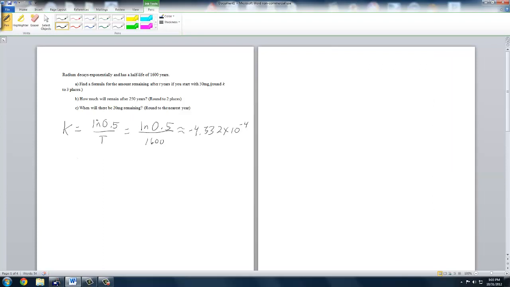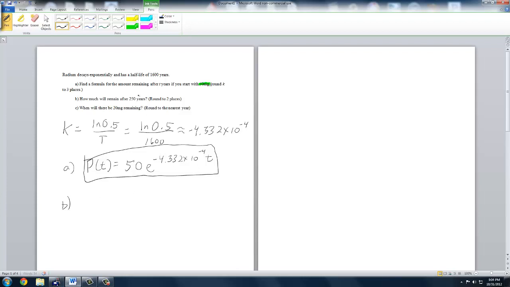Okay, so there's that. So therefore our equation is going to be P of t, our population. Our initial amount is 50. So it's going to be 50 e to the negative 4.332 times 10 to the negative fourth t. And there's part A. That's part A. Part B.